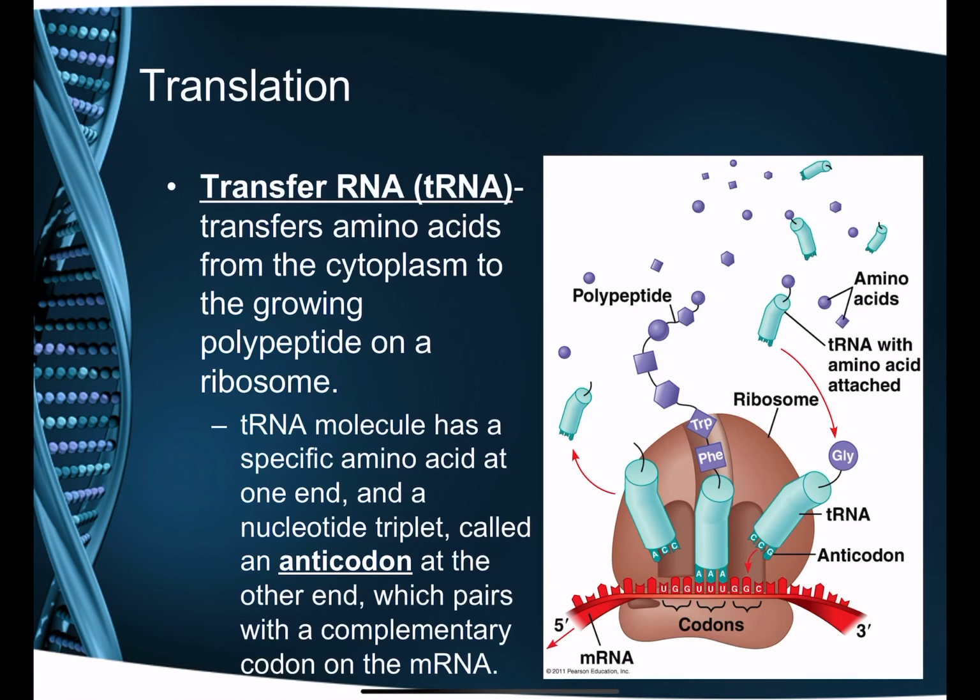Science friends, today we are talking about translation, okay? So we have talked about one major type of RNA so far, and that was mRNA. But today we're going to talk about two more types of RNA, rRNA and tRNA. Okay, and so these are really important. They're present in eukaryotes and prokaryotes.